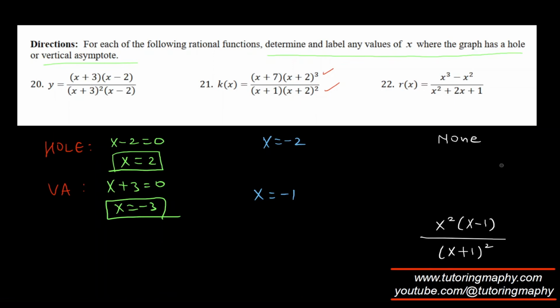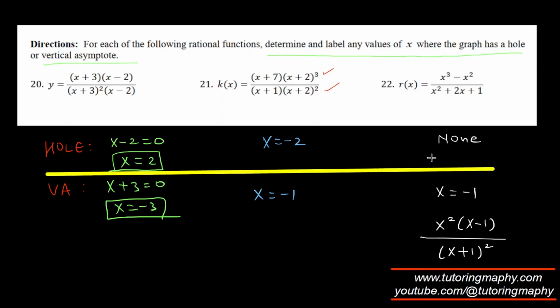So for holes, I'm going to say none. And for VA, definitely there is a VA because this is the only thing in the denominator and there's no common factor as well. So x plus 1 equal to 0, which means that x equal to -1. That's going to be the vertical asymptote. So these are our answers.